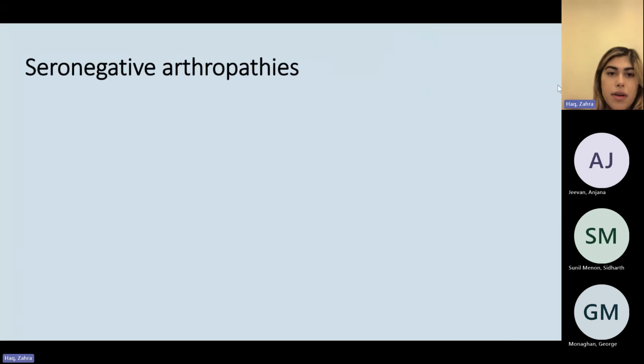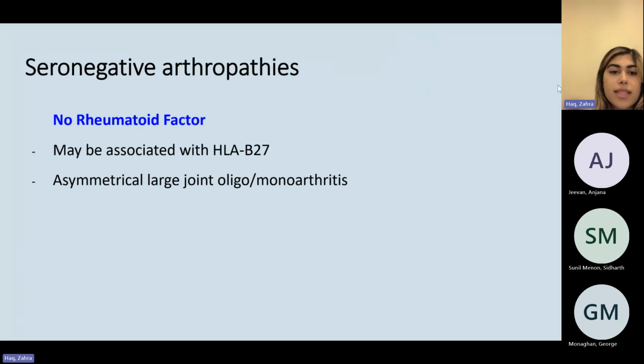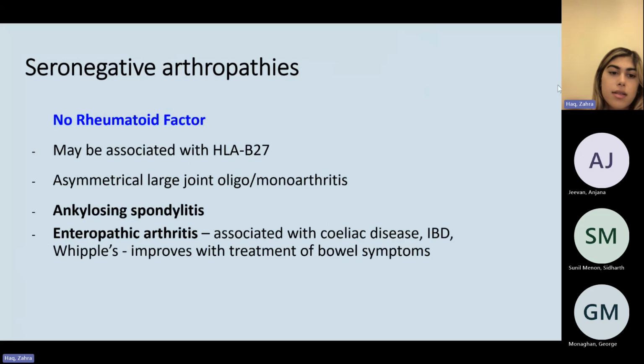Okay, moving on to seronegative arthropathies. Seronegative means not really associated with any antibodies that can be picked up, so no rheumatoid factor, but may be associated with HLA types. HLA-B27 is quite a commonly associated one. It presents as asymmetrical large joint oligo or monoarthritis, affecting few or perhaps one joint. The most common one that is asked about is ankylosing spondylitis.